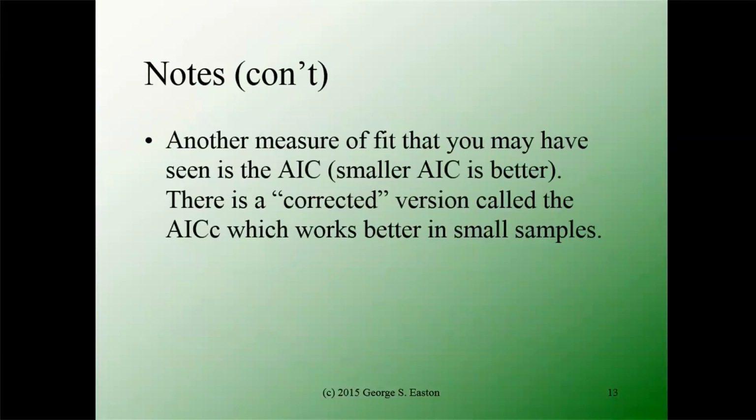Now, another goodness of fit measure that is used in model selection and intended to prevent overfitting is called the AIC, which stands for the Akaike Information Criterion, and it is named after the professor that proved the main asymptotic result about this measure's behavior. But for the AIC, the smaller the value, the better. There's also a corrected version of the AIC that works better in small sample sizes, which is called the AICC.